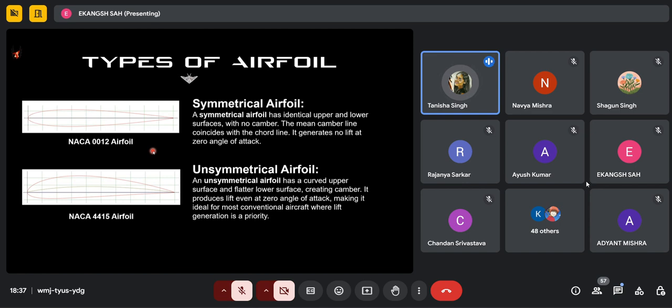Moving to the asymmetrical airfoil. So asymmetrical airfoils have different positive and negative stall angles, and the mean camber line is above the chord line. Asymmetrical airfoils can generate lift at zero angle of attack. The NACA 4415 airfoil is an example of this. Next, I would like to call Rajanya to continue with the further presentation.